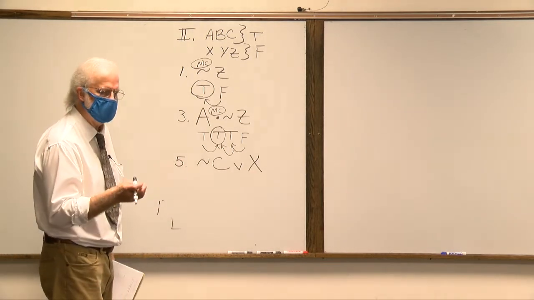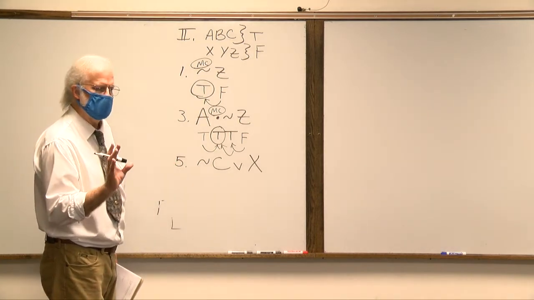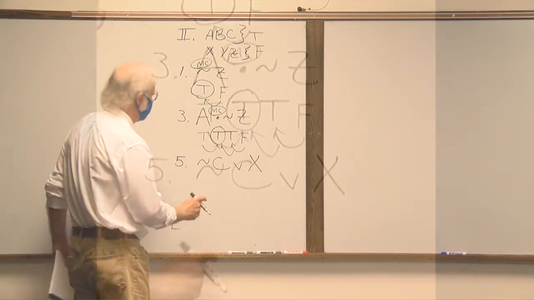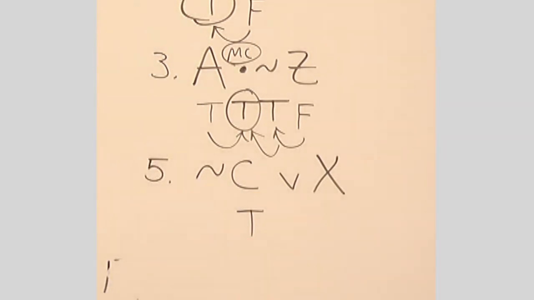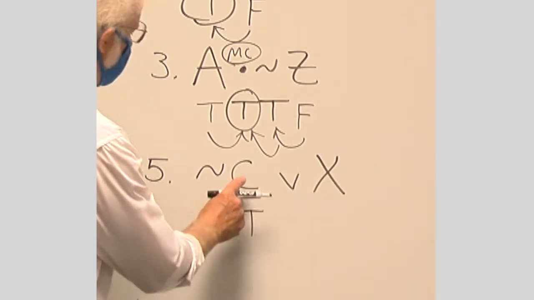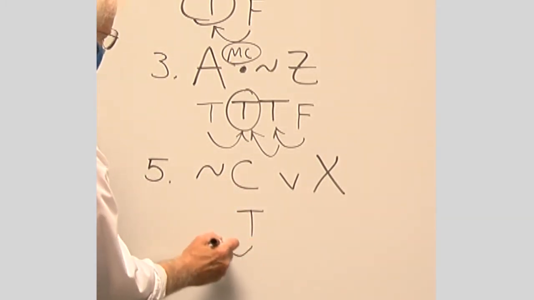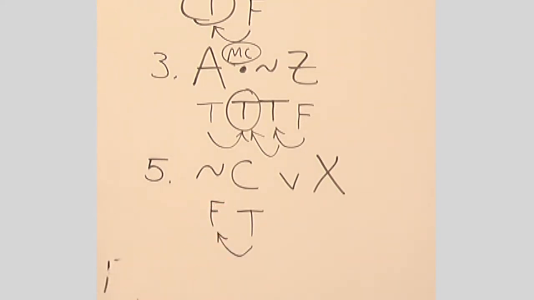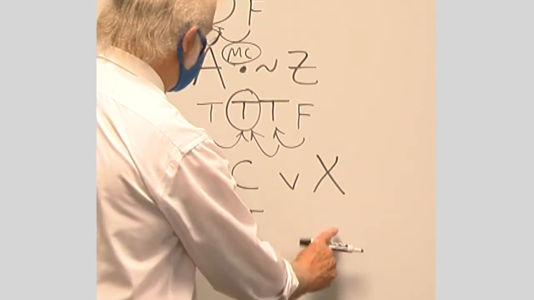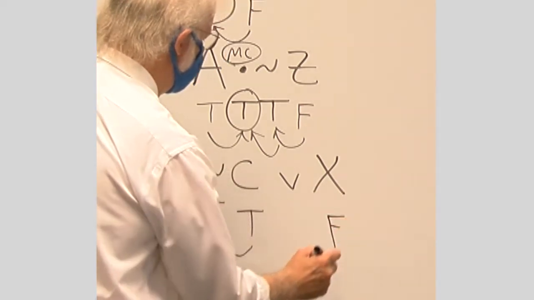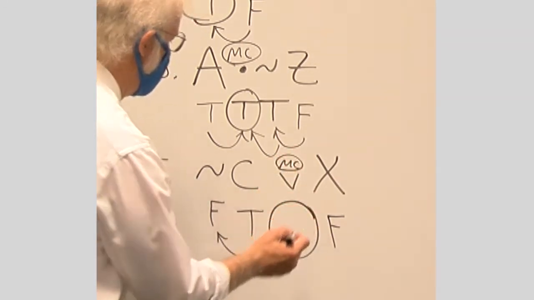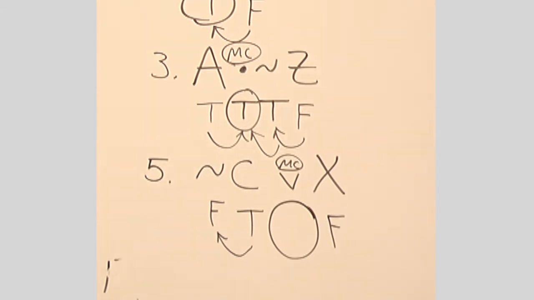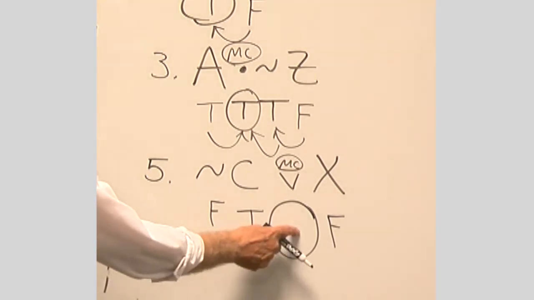We're going to plug in what we know, solve for what we don't know. The last thing that we'll solve for is the main connective. Here we know that C is true, so I'll put a T under C. And if C is true, then not C has to be false. Over here we know that X is false, and the main connective is the wedge. So my answer is going to appear under the wedge. One thing you can do that is helpful is to draw a big circle under the main connective. Here's where my answer is coming.